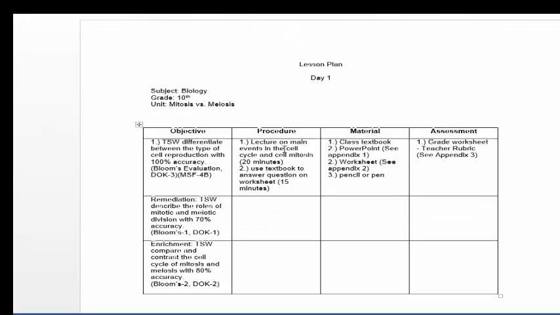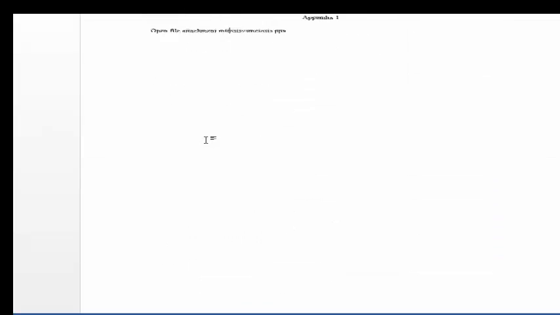And as we scroll down, we do not see an Appendix 3. So there would be an issue right there. I'm not seeing an assessment connected to that objective, especially on the rubric. The procedure, lecture on the main events in the cell cycle and cell mitosis, would raise the question, why are we not lecturing between mitosis and meiosis? Why are we looking at just the cell cycles? And so this would be a disconnect between an assessment and objective because there isn't an Appendix 3.